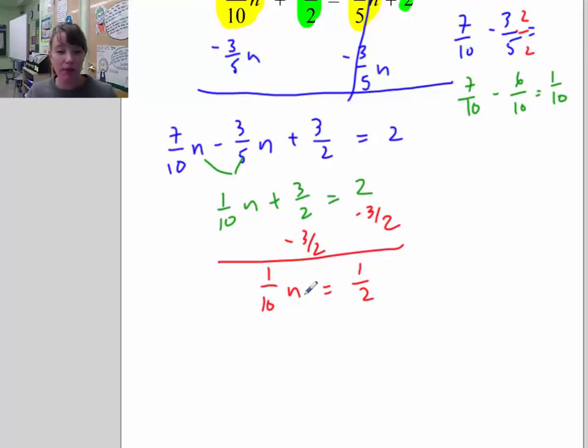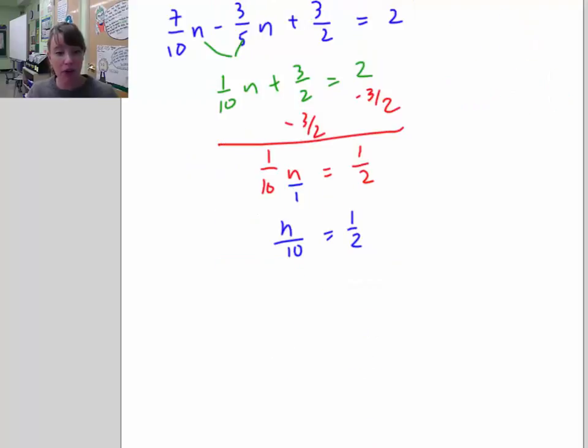Well, if we think about it, there's a quick way of doing this. 1 over 10 n is the same as if we made n into a fraction, I'd have 1 times n, which is n, and 10 times 1, which is 10. So this is the same thing as n over 10. That's equal to 1/2. But what we have here are two fractions that are set equal to each other, so I have proportions.